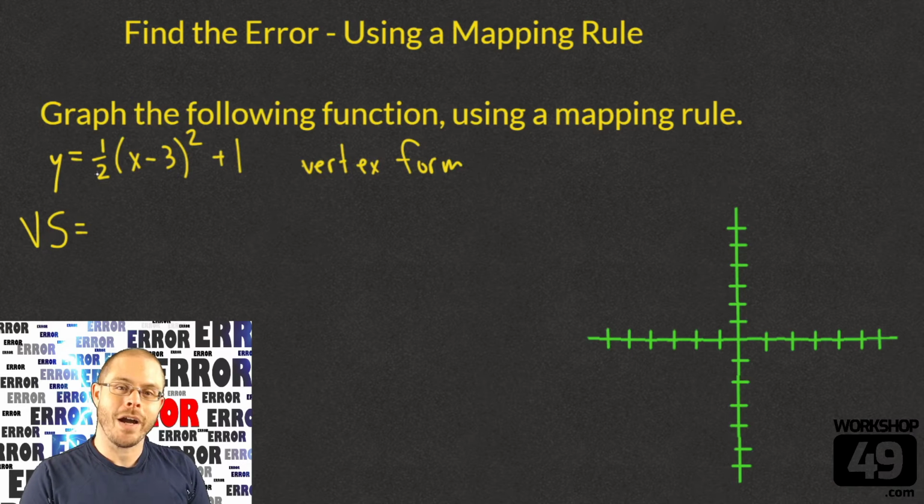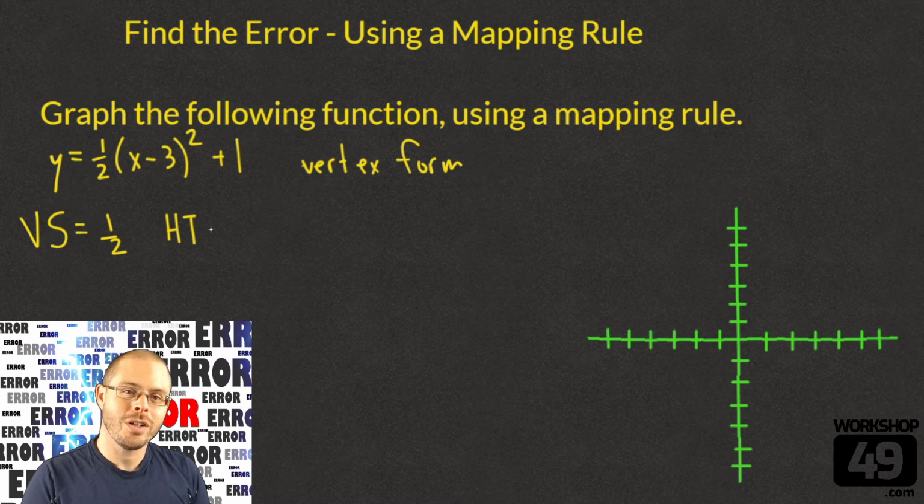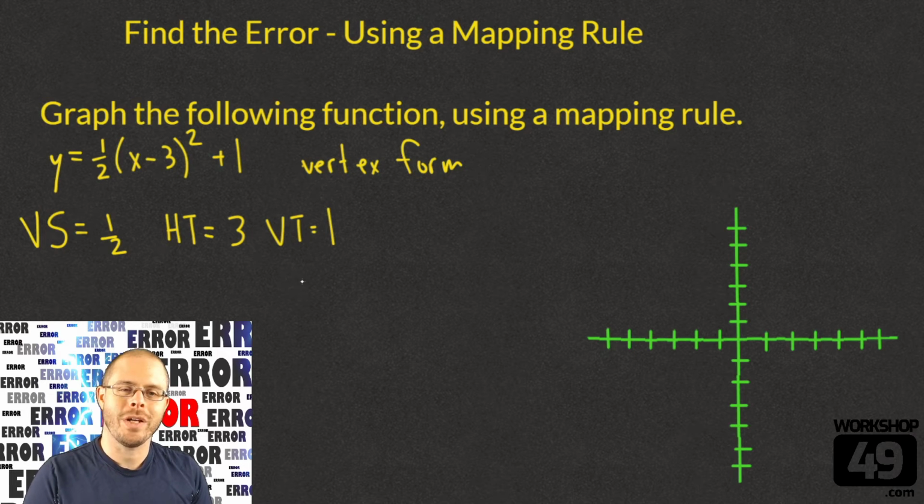So let's go ahead and identify our transformations. We have a vertical stretch of 1/2. We have a horizontal translation of 3 because it's the opposite of what's being done to the x. And the vertical translation is what's left over at the end. That's a 1. We got all of our transformations.